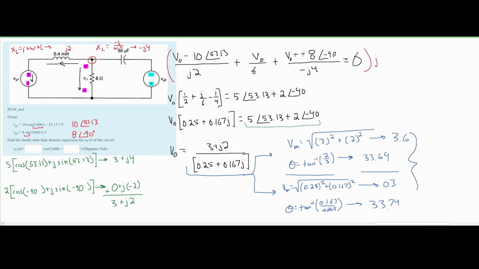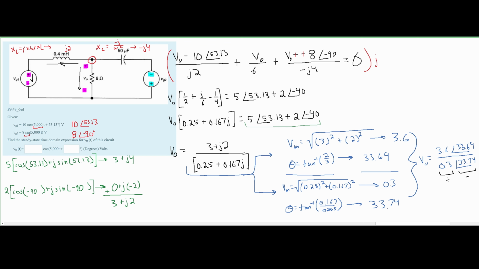From this, we can put our equation back together. We're going to say that our v0 is equal to the top part, which we know to be 3.6, times our 33.69, and this is our degrees, and this is all over our 0.3 with our angle 33.74 degrees. And from here, we are going to take this first part and divide it, and then we are going to take our angles and subtract the bottom from the top.